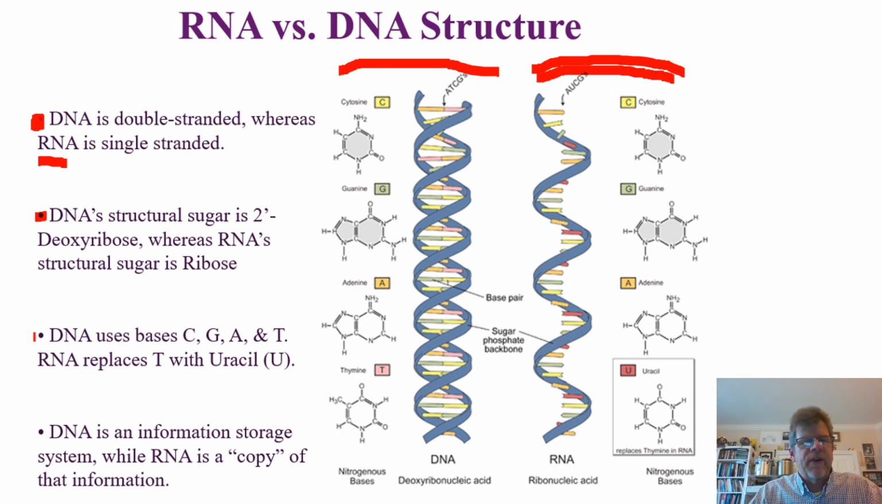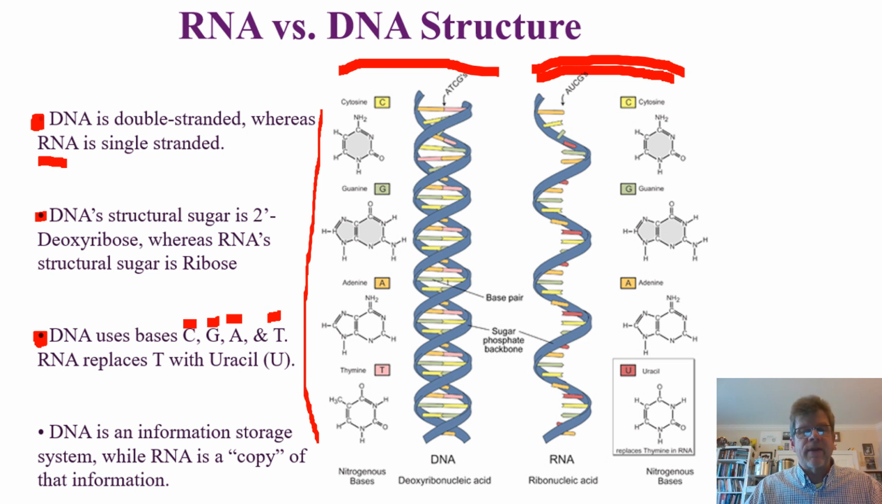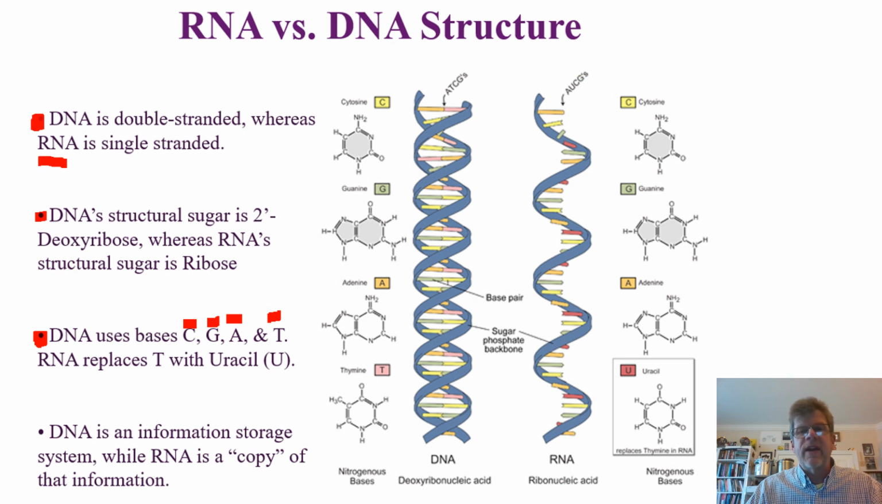The third structural difference is there are 4 bases that are contained in DNA. They're one-letter abbreviations, C, G, A, and T here. And we have representations of these right here that we see in this representation of DNA. Now in RNA, it's almost exactly the same, and there are 4 bases in RNA structure, and 3 of them are the same as DNA. Indeed, the C, G, and A are the same in DNA and RNA.